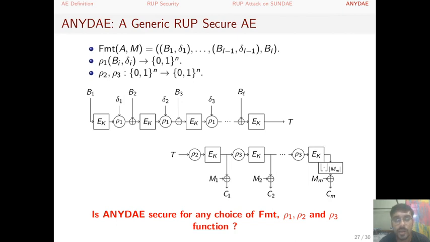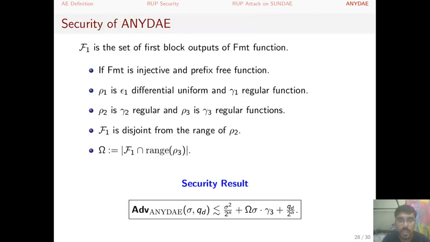And what is a regular function? The regular function says that for any choice of delta and for any choice of y, if the probability that rho 1 of b comma delta equals y is small for a random choice of b, then we say this is a regular function. This definition is more or less similar to the AXU probability or the regular probability of a hash function, but there the probability was defined over the randomness of the underlying key space k. Here rho 1 is a deterministic function, so we calculate the probability over the randomness of the block b. So that's the security result for the advantage of ANYDAE.